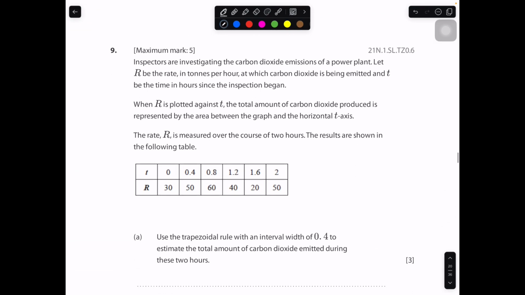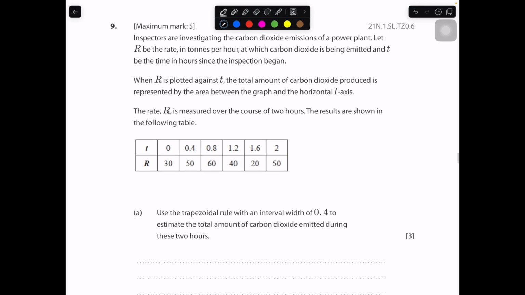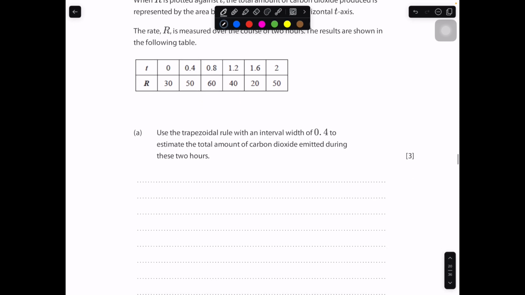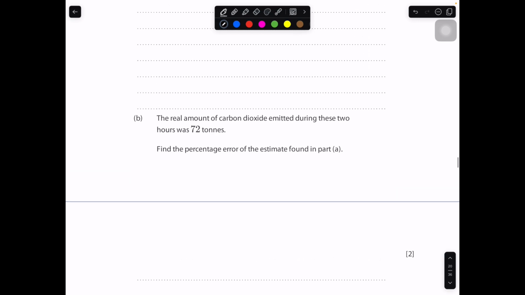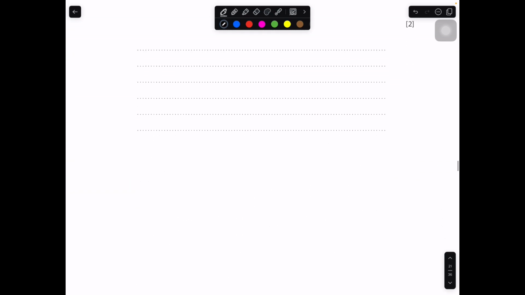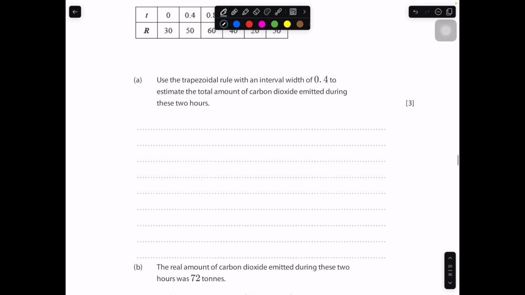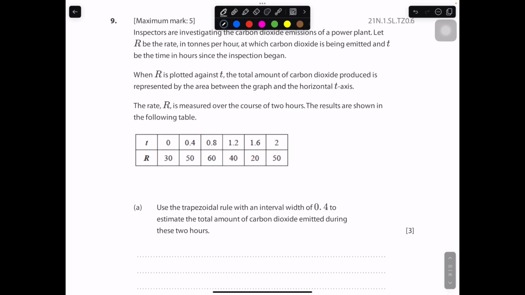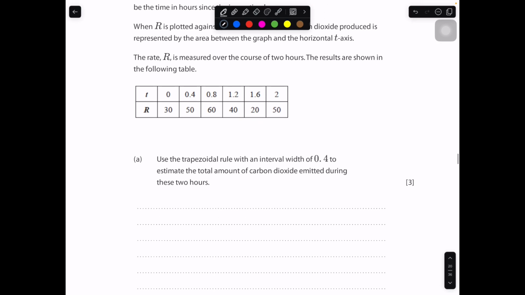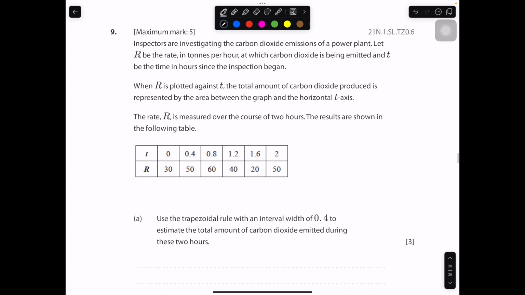Oh, trapezoid rule. I think I might actually skip this one, to be honest, because we've done a lot of trapezoid rules. Interval 0.4, estimate the total amount of carbon dioxide. Real amount of carbon dioxide. Find the percentage error. Classic question. 3 marks seems a little light. But I think we've done a lot of trapezoid rules, so I'm going to skip this one for now.